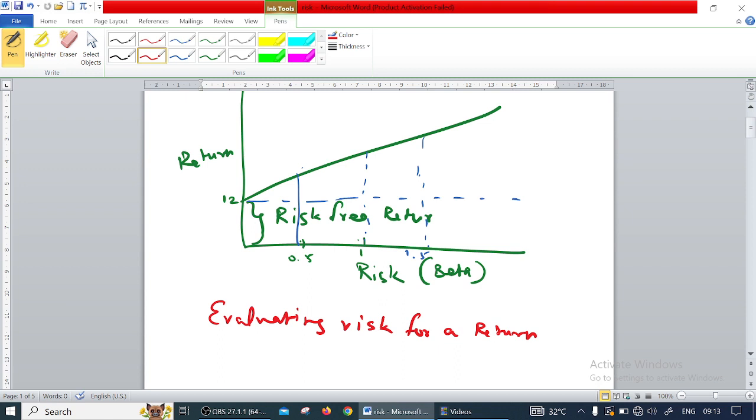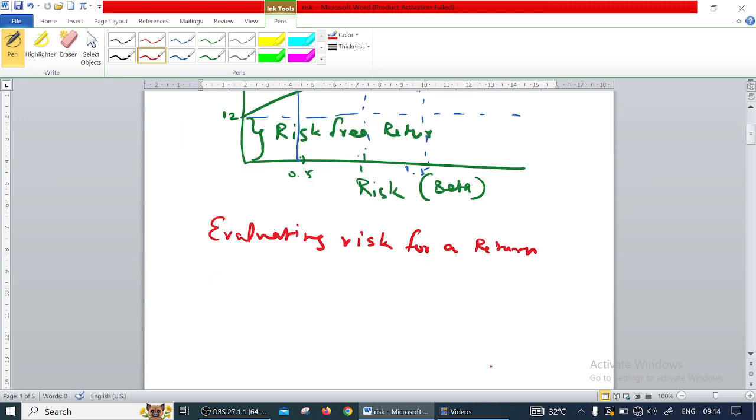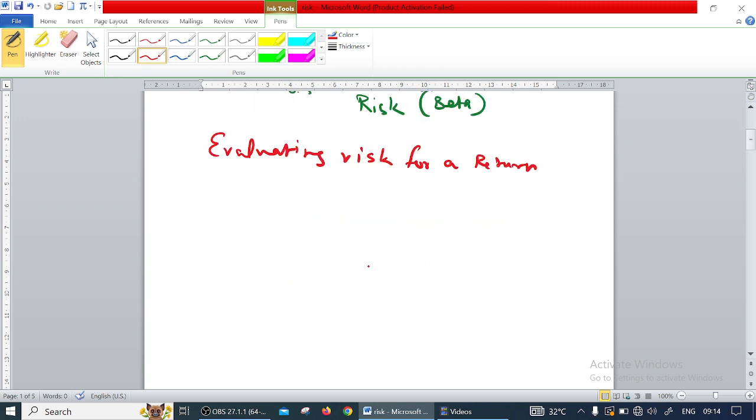So the security market line is the representation of the capital asset pricing model. Again, I am discussing this, my dear students. It displays the expected rate of return of an individual security as a function of systematic, non-diversified risk.